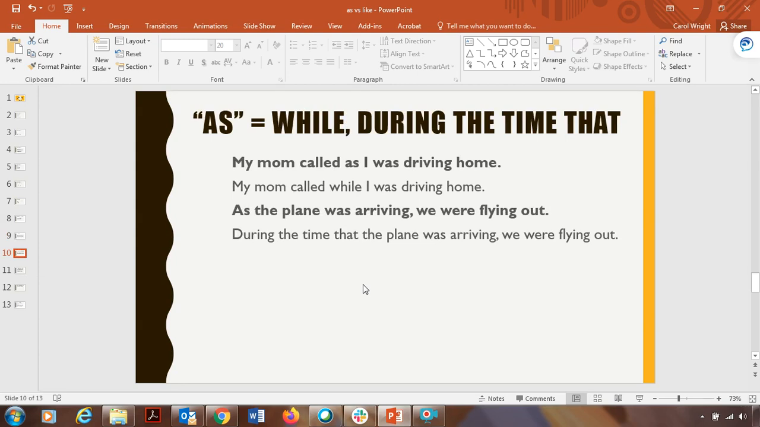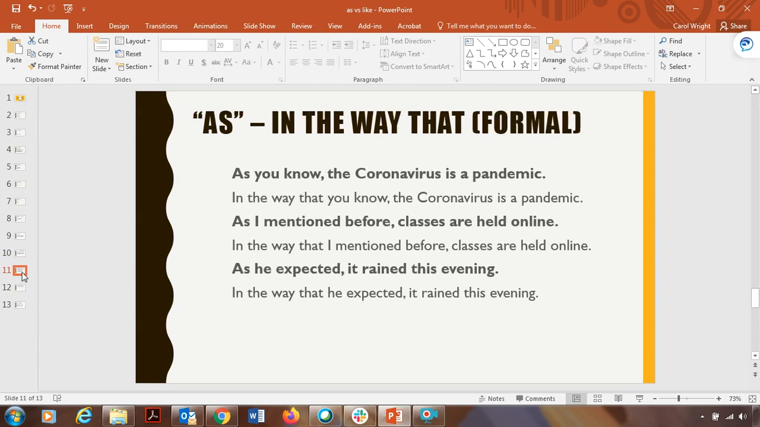So here are some examples. My mother called as I was driving home, meaning my mother called while I was driving home. As the plane was arriving, we were flying out. During the time that the plane was arriving, we were flying out. Okay, so as has the same meaning as while and during the time that.